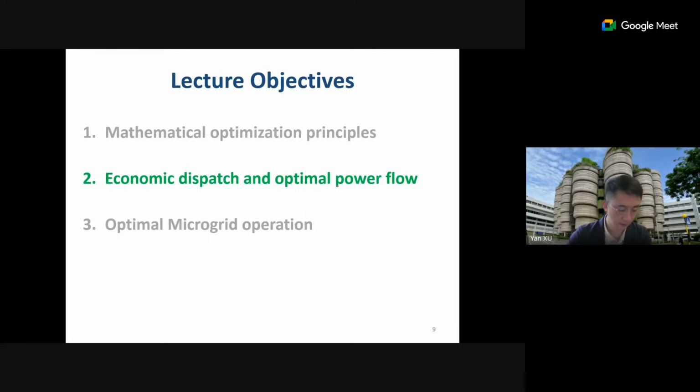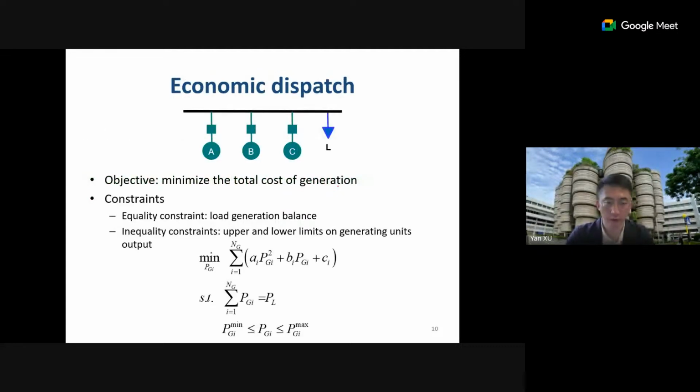Then after that, I will introduce economic dispatch and optimal power flow, which are two of the most basic tools for power system operation. Now, economic dispatch, here is the so-called problem description. The objective of economic dispatch is to minimize the total cost of generation while supplying the load. So here you can see that we have the total load L, and we have 3 generators A, B, C. They are producing electricity, right?